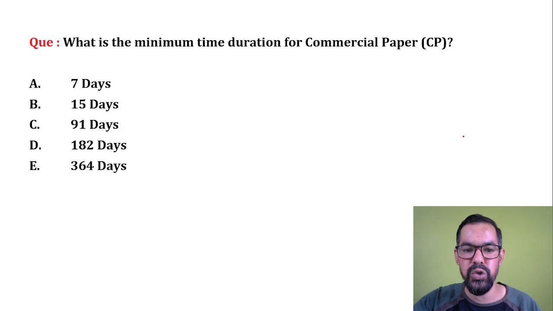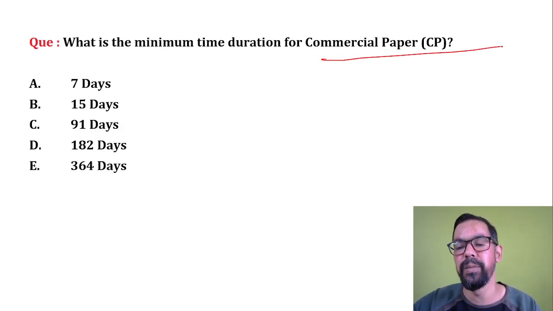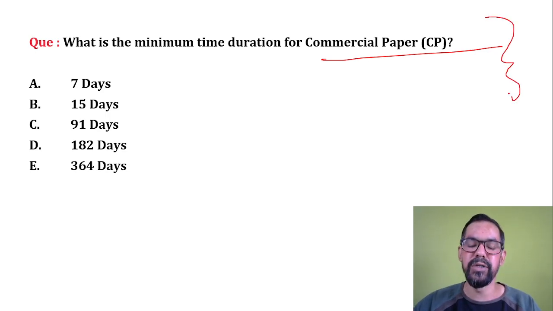Okay, next question, guys. What is the minimum time duration of commercial paper? Okay, so as you know, the denomination is 5 lakh rupees, issued by corporate houses, and these are generally issued for a minimum period of 15 days and maximum up to 1 year. So 15 days will be the correct answer.